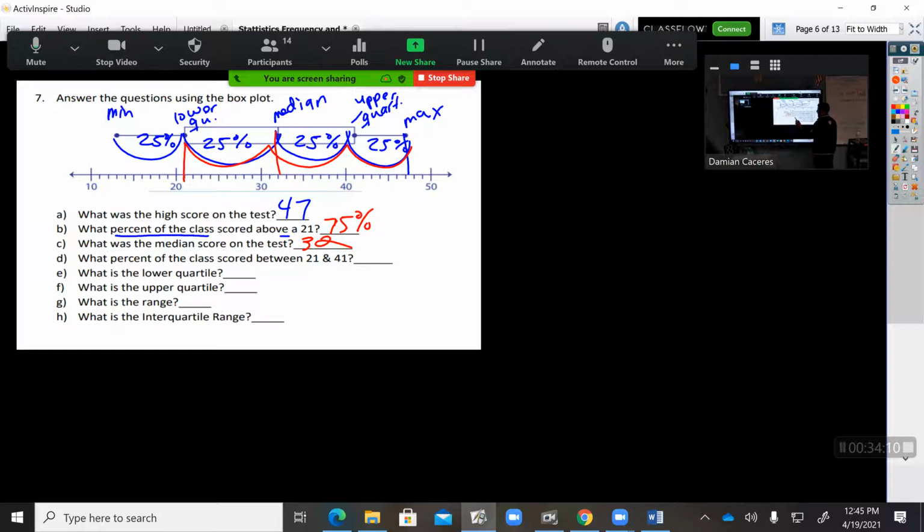What percent of the class scored between 21 and 41? So 21 is right here. 41 is right there. If you see, that makes up your box. Your box always makes up 2 pieces, which means it's 50% always. Lower quartile is the left side of your box, which is 21. Upper quartile is the right side of your box, is 41.